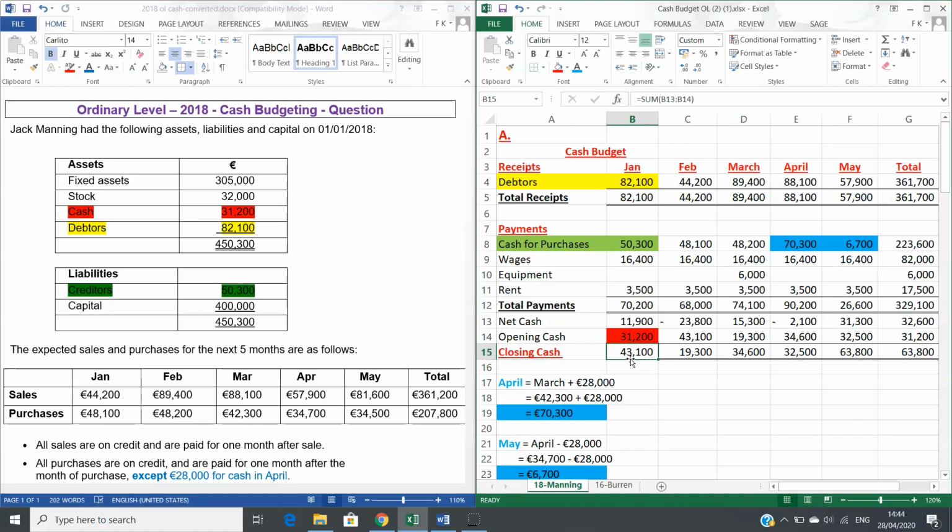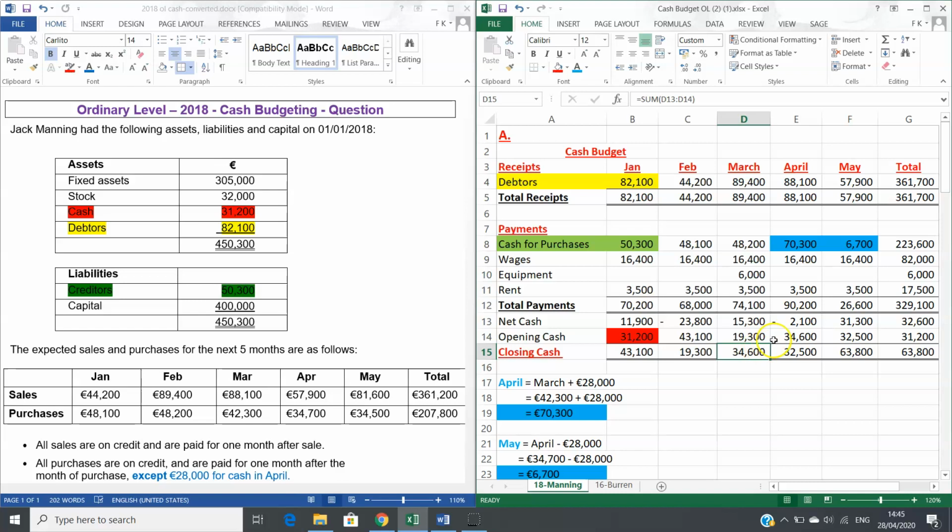You wake up, it's the first day of February, you're going to open with the same amount of money, 43,100 euro. Do the same thing again, add these two figures together. So it's going to be 43,100 minus the 23,800, which gives me 19,300. Same thing, on the last day of February, you close with 19,300. We get up, it's the first day of March, we open with the same amount of money. Again, we're adding these two figures together, they're both positive numbers, so that's good, 34,600.